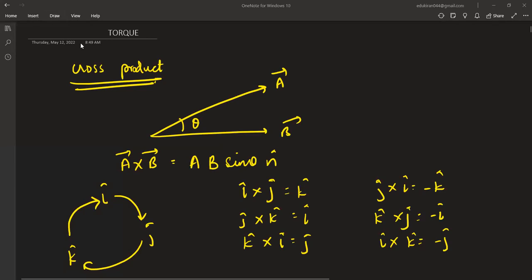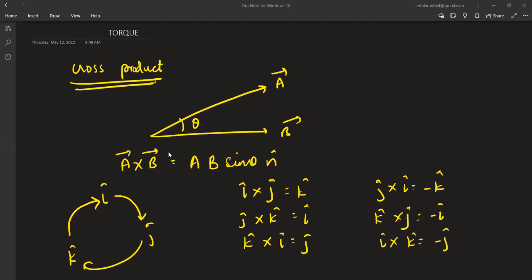See class, we have to start with torque. Torque is a vector quantity and it requires cross product. So just a quick revision of your class 11th, because though you people have just studied this in class 11, let us revise because cross product will be used and you will be requiring all these concepts.